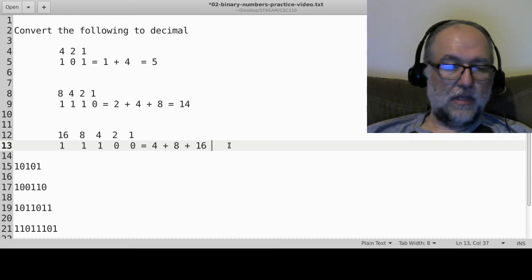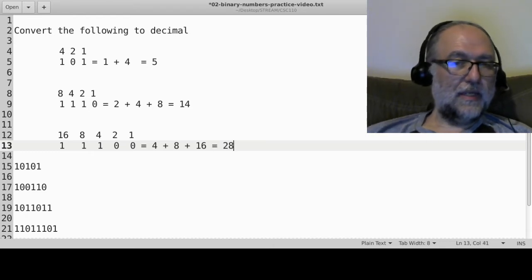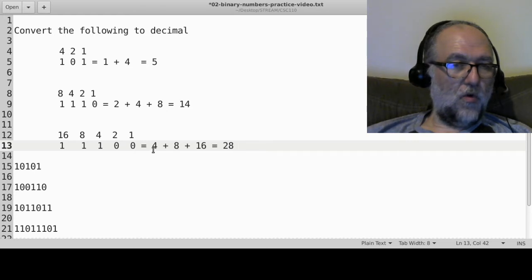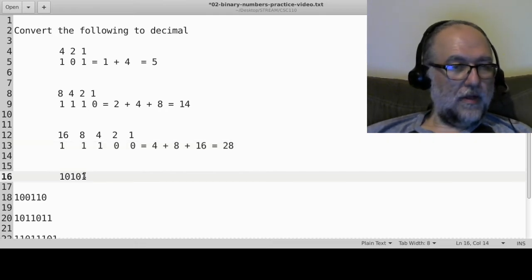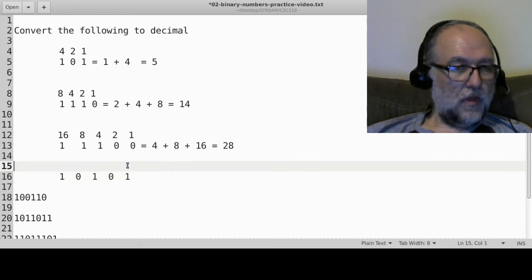And what's that equal to? That is equal to 28. So 16 and 8 is 24, and 4 more is 28, okay? Or I guess 16 and 4 is 20, and then 8 is 28. All right, there you go. All right. So now this one's getting a little bit bigger. So what's this one going to equal?